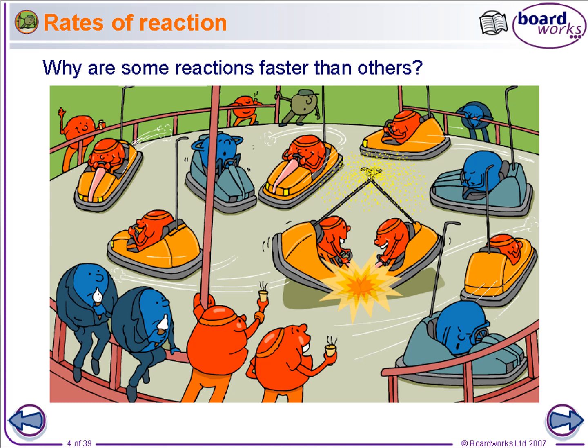So when we think about why some reactions are faster than others, it's about how quickly the reactants physically can collide with each other, and that's the collision theory. So if we look at our picture on the screen there, you've got the red reactants, little red guys, and then the blue ones, and they physically have to collide with each other for a reaction to actually occur. That's the idea of collision theory.